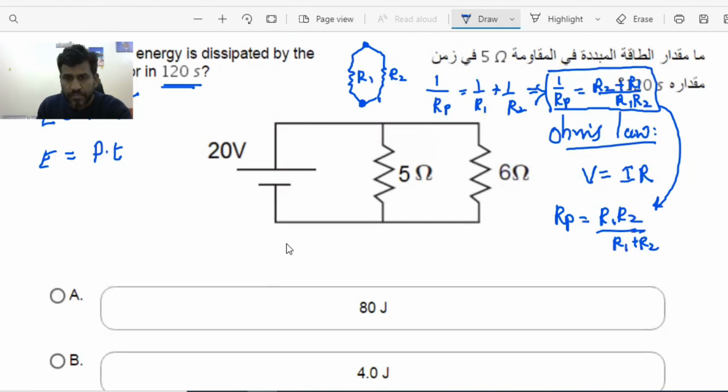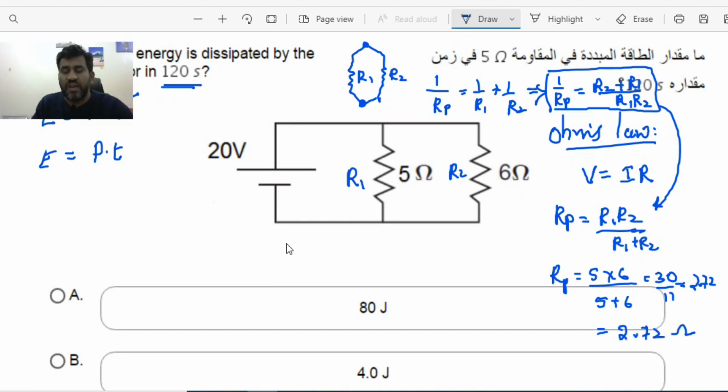If you refer to the arrangement here, let me consider this as R1 and this as R2. So I can calculate the effective resistance: Rp is equal to R1, 5, times R2, 6, divided by 5 plus 6. So 30 divided by 11. Just check it out, 30 divided by 11 gives us 2.72. So this is going to be 2.72 ohm, the value of the resistance.